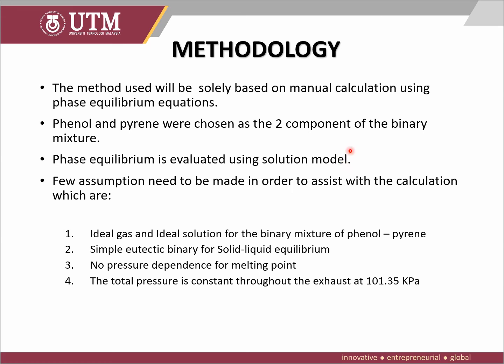Before undergoing the calculation, a few assumptions were made in order to assist with the calculation. The first assumption is that the binary mixture of phenol and pyrene is assumed to be an ideal gas and ideal solution. Next, a simple eutectic binary for solid-liquid equilibrium. Next, there will be no pressure dependence for the melting point of phenol and pyrene. And the last assumption is that the total pressure is constant throughout the exhaust at 101.35 kilopascal, or in other words, atmospheric pressure.